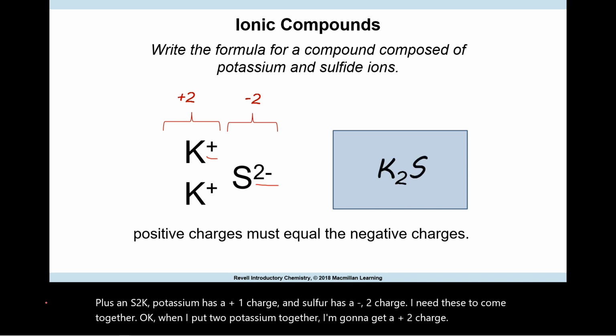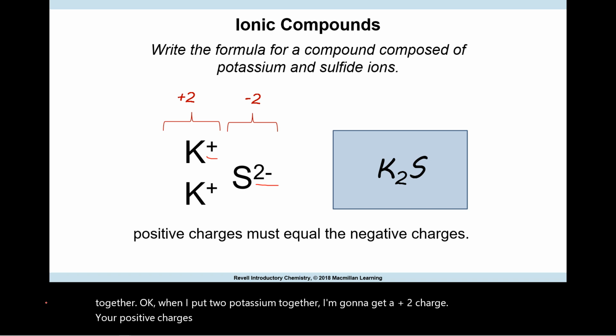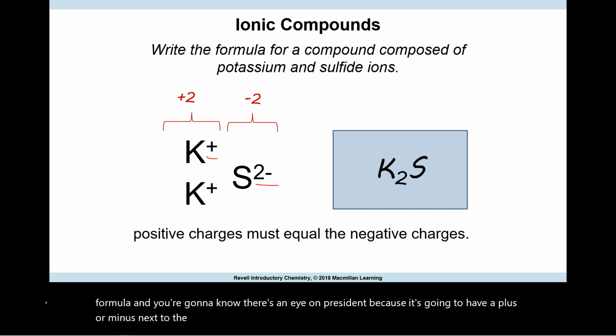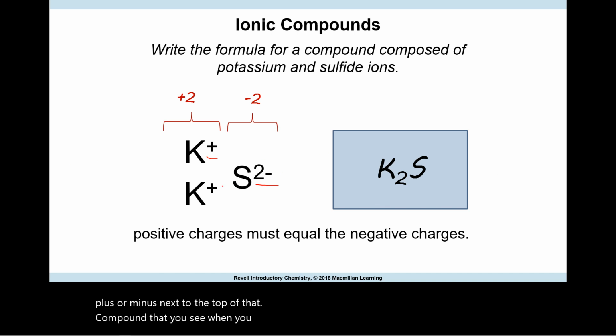Your positive charges must equal your negative charges unless there is an ion present in the formula. And you're going to know there's an ion present because it's going to have a plus or minus next to the top of that compound that you see. When we put these together, we're going to need 2 potassiums to 1 sulfur, K2S.